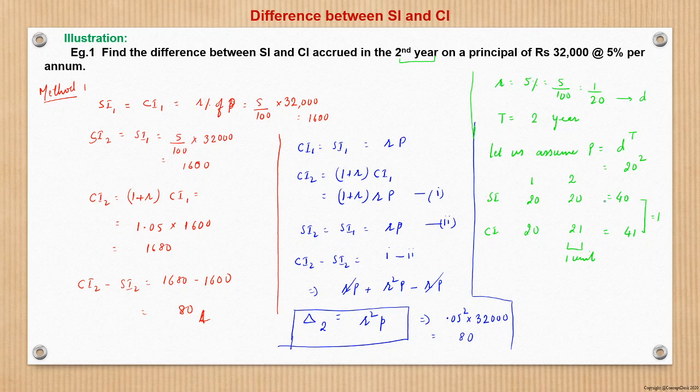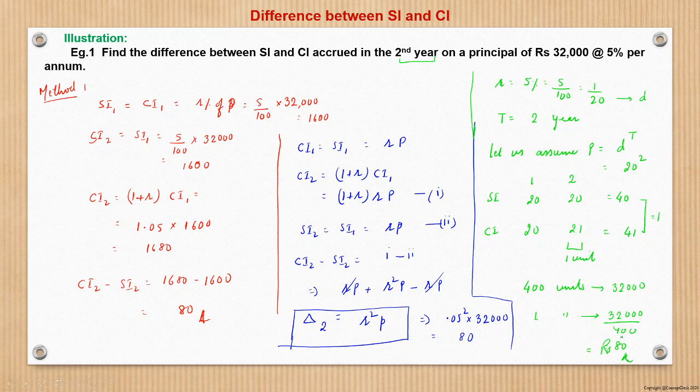And here we know that this principal we have assumed as 20 square, which is 400 units, and that represents 32,000. So we have to find what 1 unit represents. So that will be 32,000 upon 400, which is 80. Sorry, this will be in rupees. Rupees 80 is the answer.